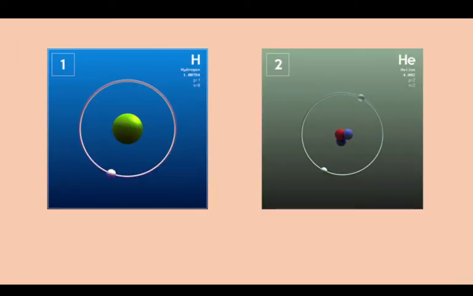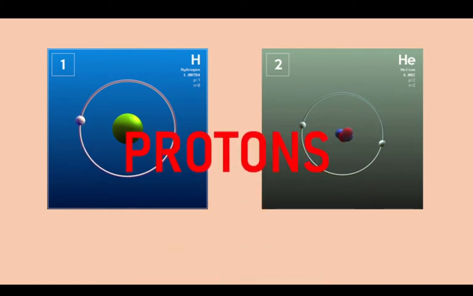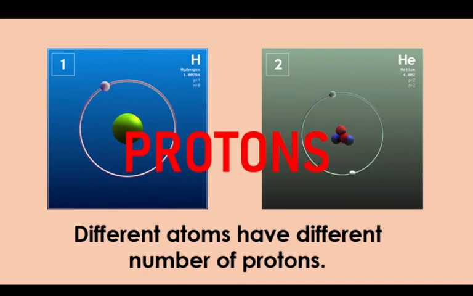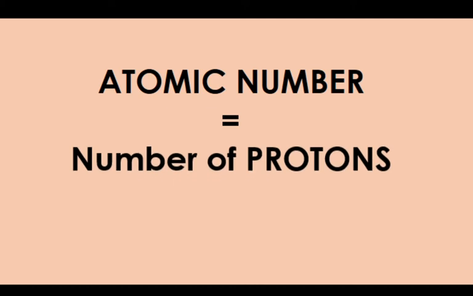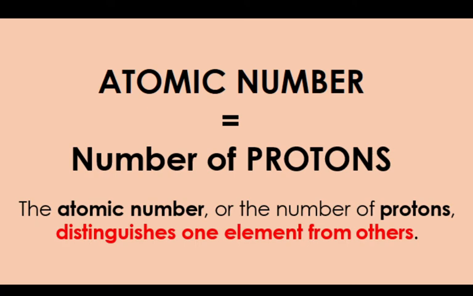Do you ever wonder why one element differs from another element? The answer is based on the number of protons in their nuclei. Different atoms have different numbers of protons. The number of protons determines an element's identity. Here are the things that you must remember. Atomic number is equal to the number of protons. Atomic number distinguishes one element from others.